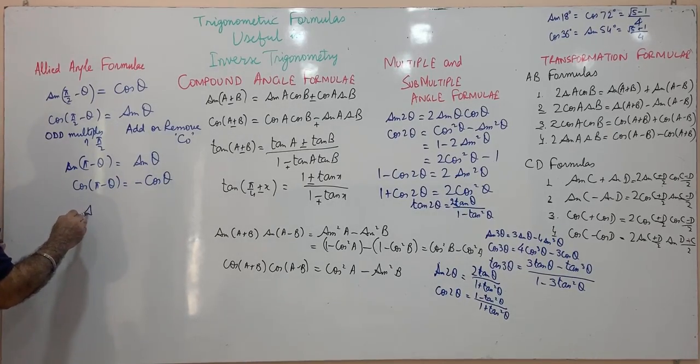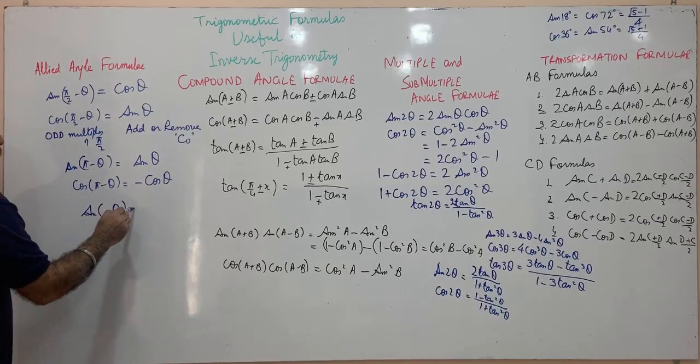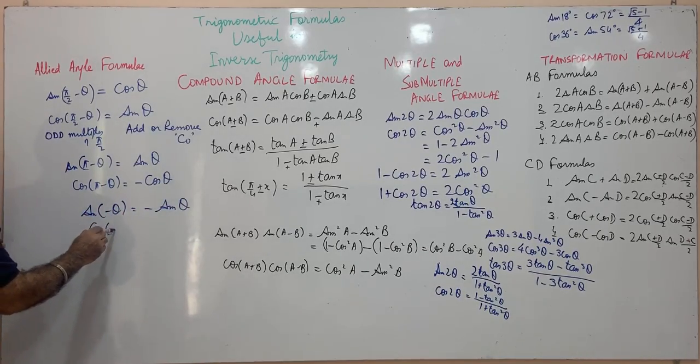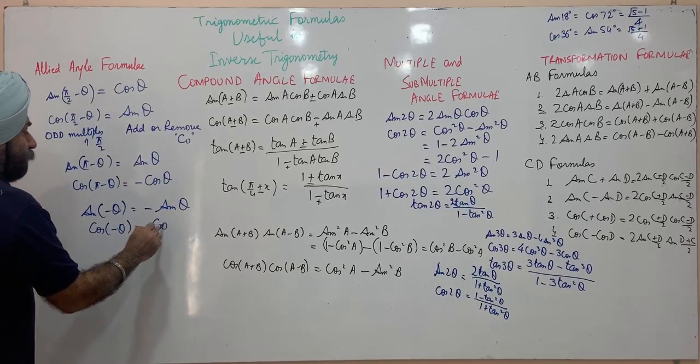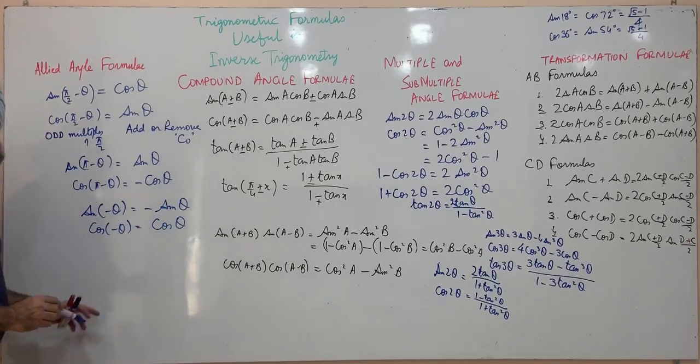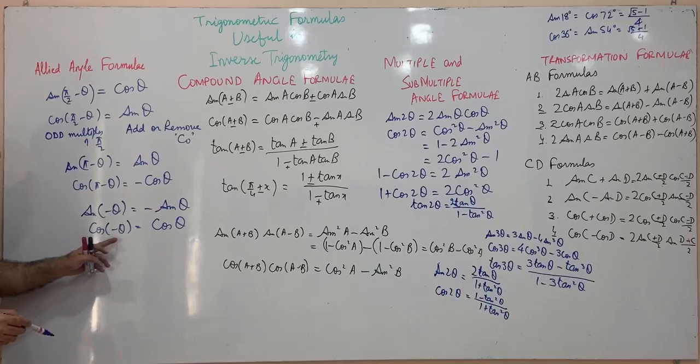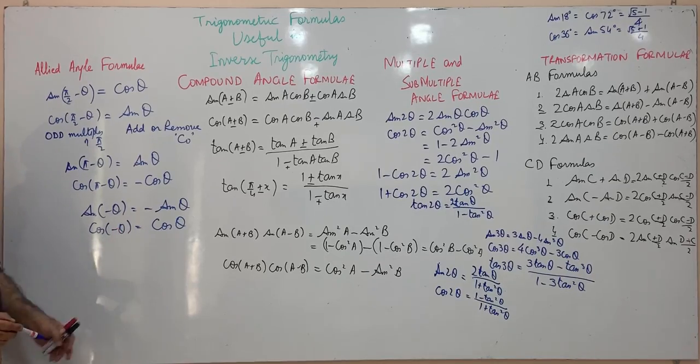And this will also be used: sine of minus theta is minus sine of theta. Cos of minus theta is cos theta, minus theta being an angle in the fourth quadrant. In the fourth quadrant we have sine as negative and cos as positive. So this will be useful for all the students starting in inverse trigonometry.